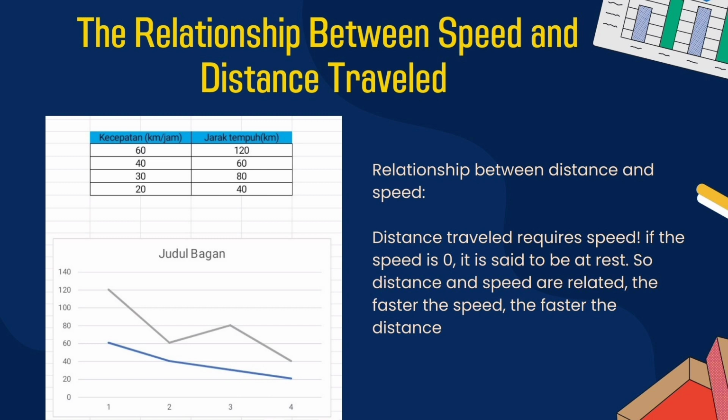Relationship between distance and speed: distance traveled requires speed. If the speed is 0, it is said to be at rest. So distance and speed are related. The faster the speed, the farther the distance.